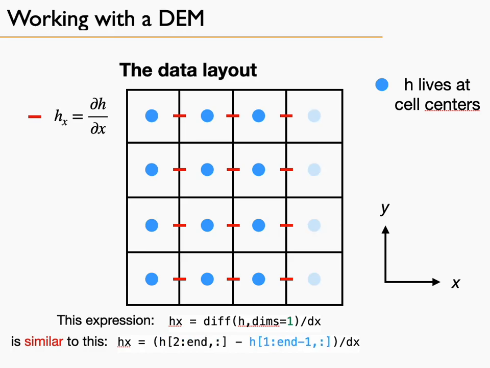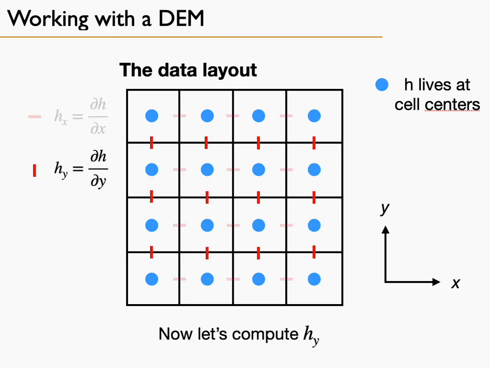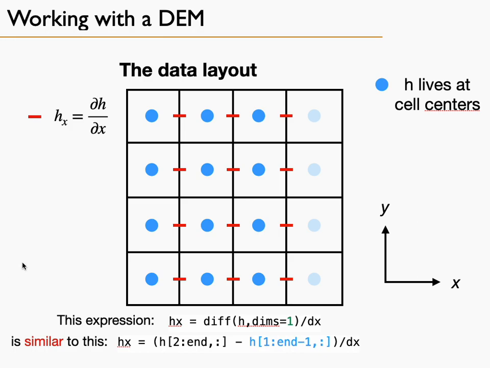From this one is subtracted the second part, h 1 to n minus 1, comma, colon. So now we start from index 1 in X, and we reach index n minus 1 in X. And all the points are selected in the Y direction. So now we have this entire part of the array. The two of them are being subtracted from each other and divided by dx. And that gives us the slope component hx.